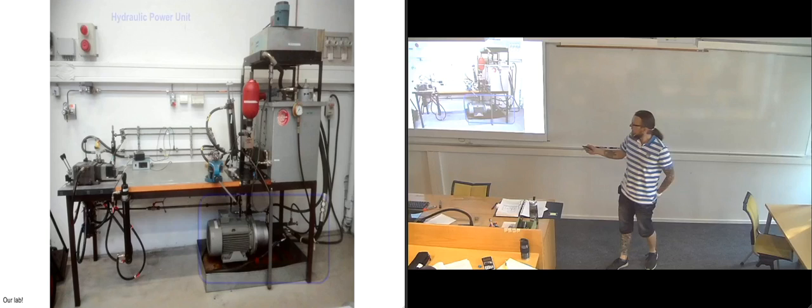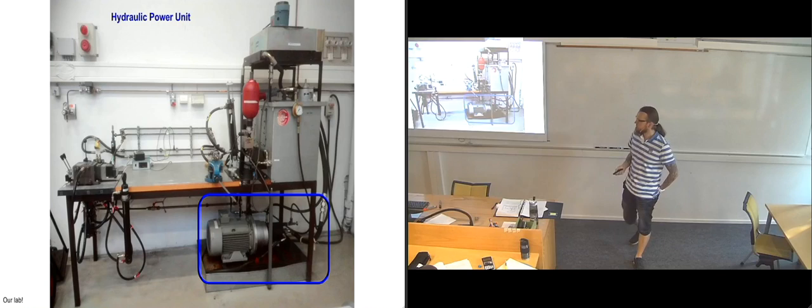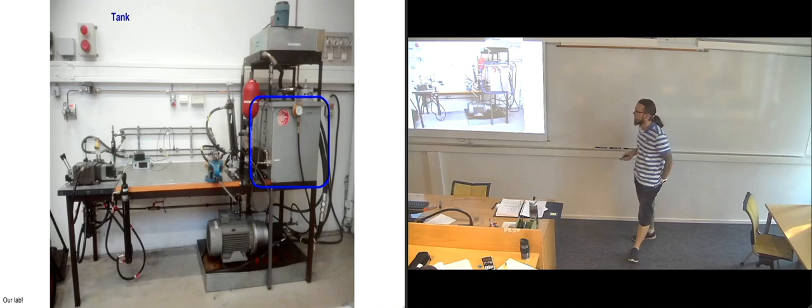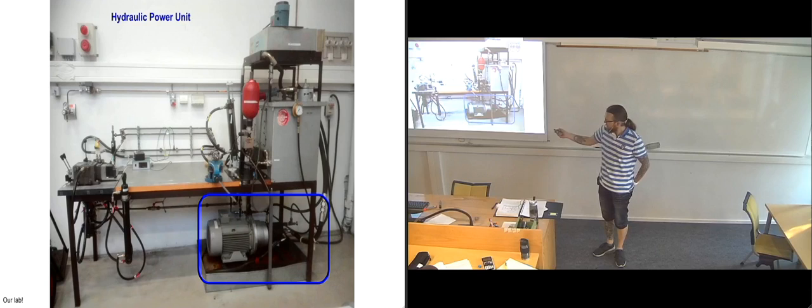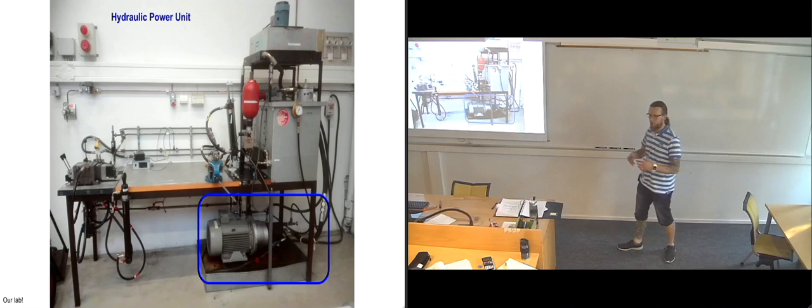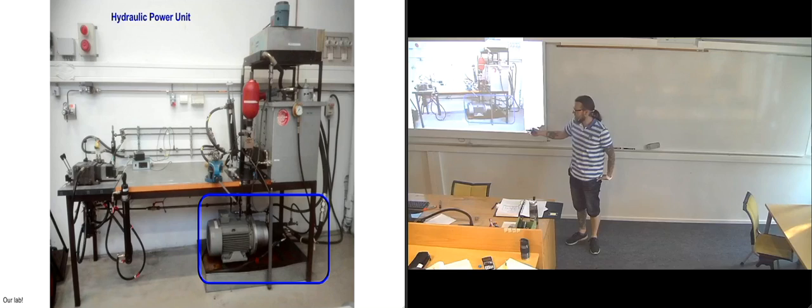Here we have the hydraulic power unit in our lab under here. So it's the pump and the engine. And here's our tank, where we have our fluid stored. The reason why the pump is placed inside this holder is because every now and then there is some leakage from the system, and it's just nice to make sure that it's not going to spill onto the floor and just run all over the place. So then we catch it in this part here instead.